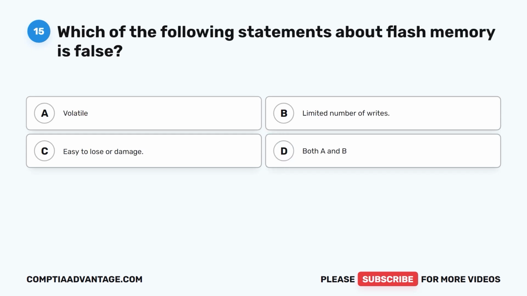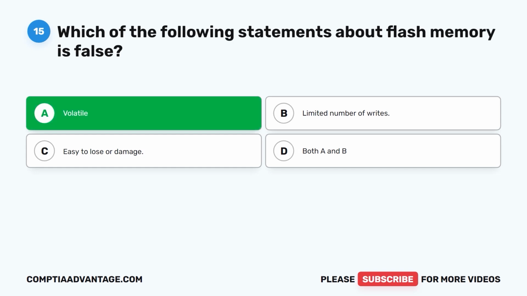Question 15. Which of the following statements about flash memory is false? A. Volatile, B. Limited number of writes, C. Easy to lose or damage, D. Both A and B. The correct answer is A.